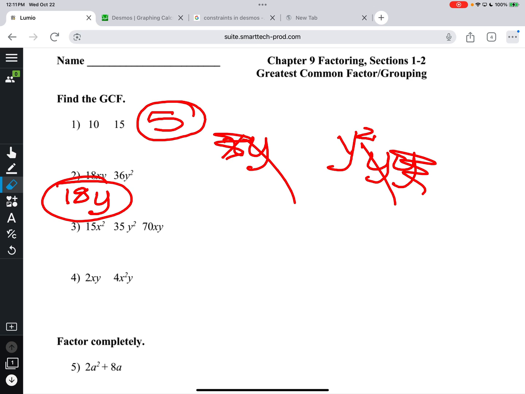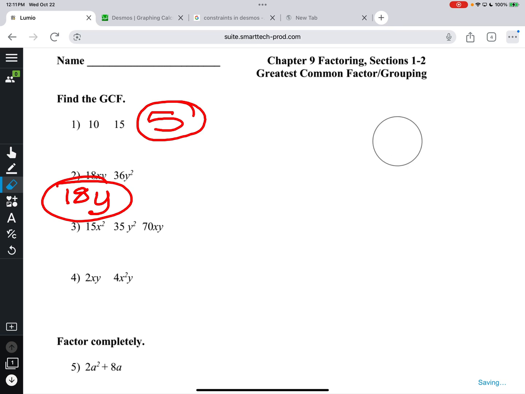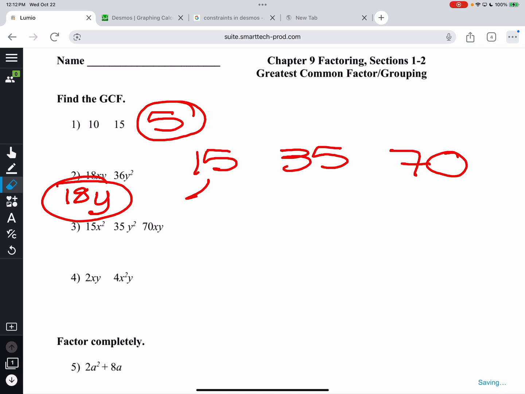All right. Having 3 numbers or 3 terms to work with has a different approach. You need for all 3 numbers to share the factor. So 15, 35, and 70. And again, we'll come back and look at the variables in a minute. So factors of 15: 5 and 3. And 35: 5 and 7.